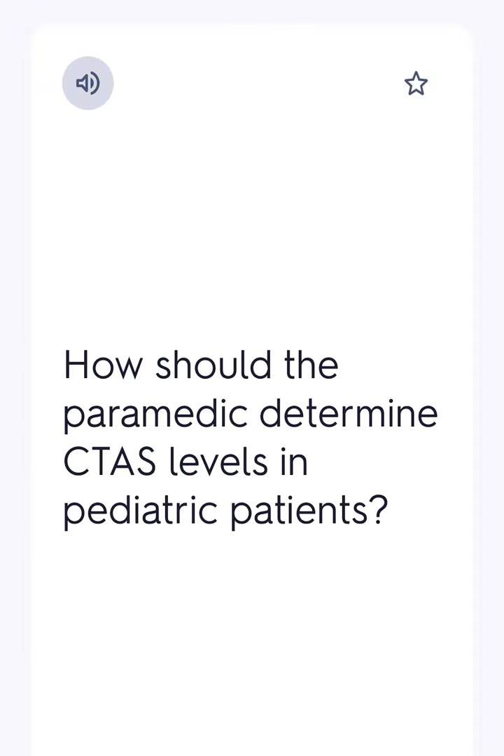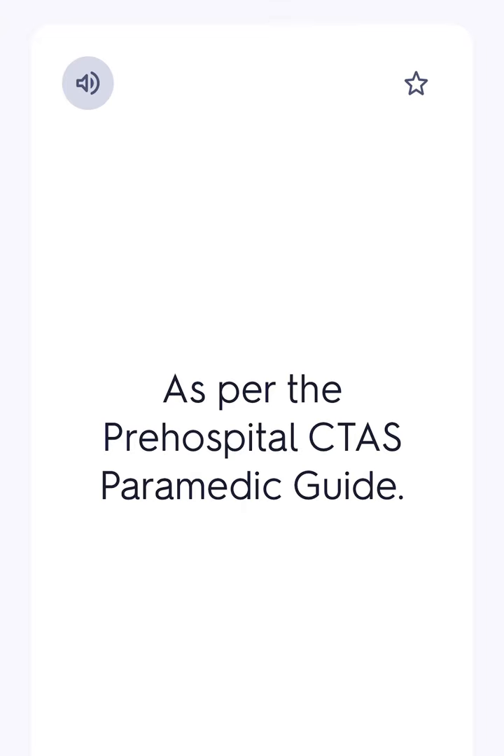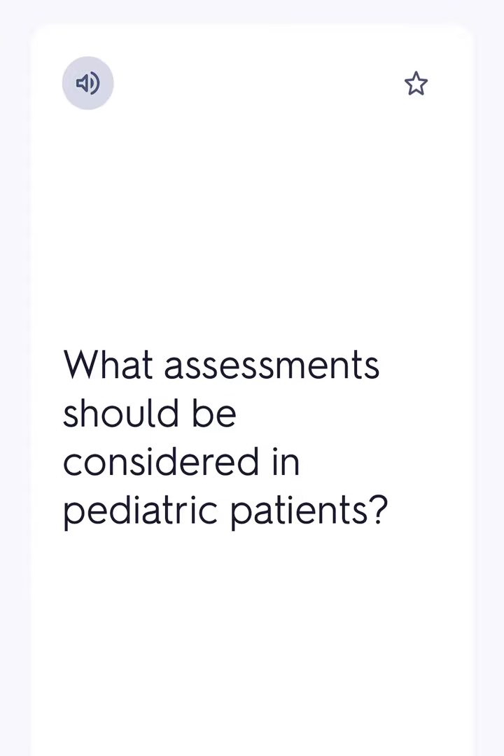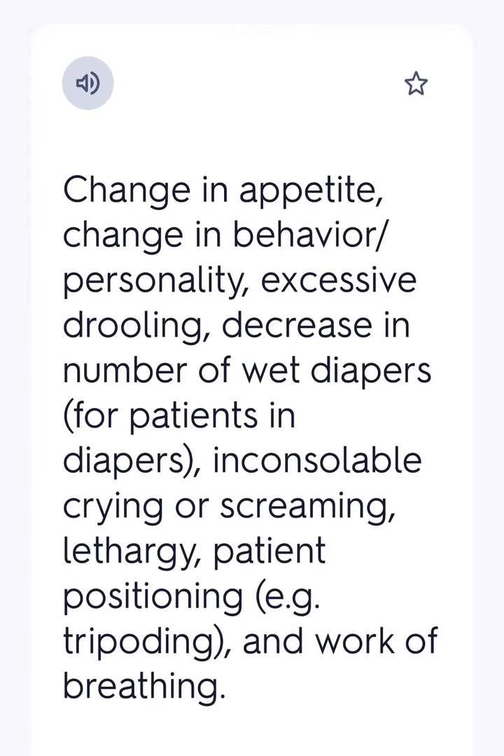How should the paramedic determine CTS levels in pediatric patients? As per the pre-hospital CTS paramedic guide. What assessments should be considered in pediatric patients? Change in appetite, change in behavior/personality, excessive drooling, decrease in number of wet diapers, inconsolable crying or screaming, lethargy, patient positioning, and work-up breathing.